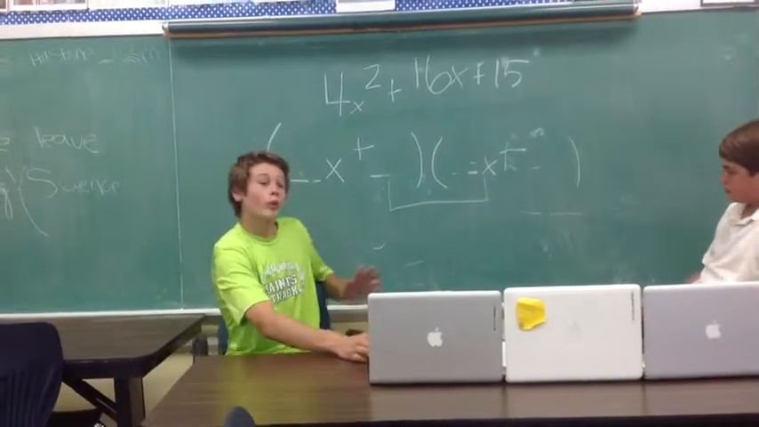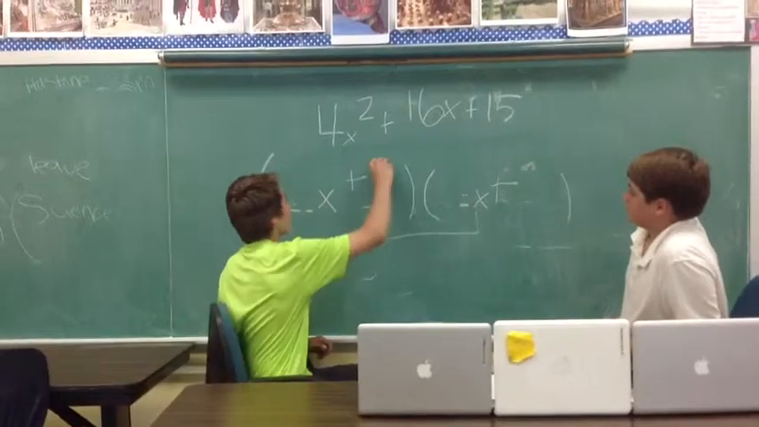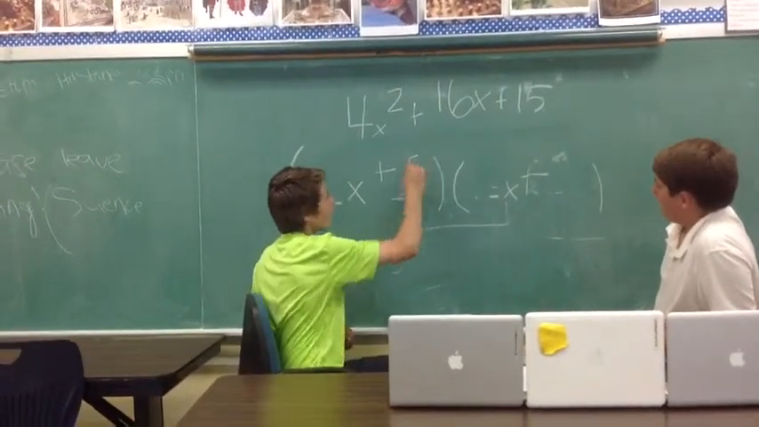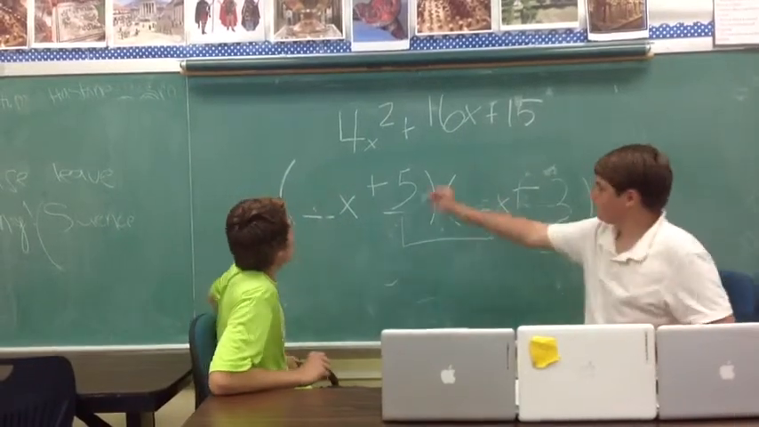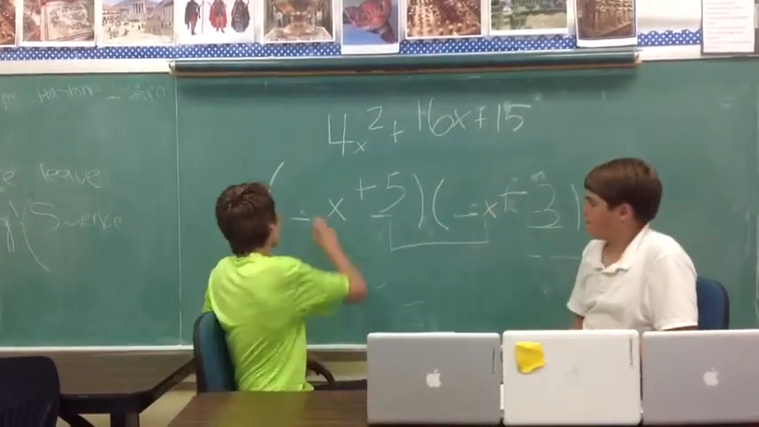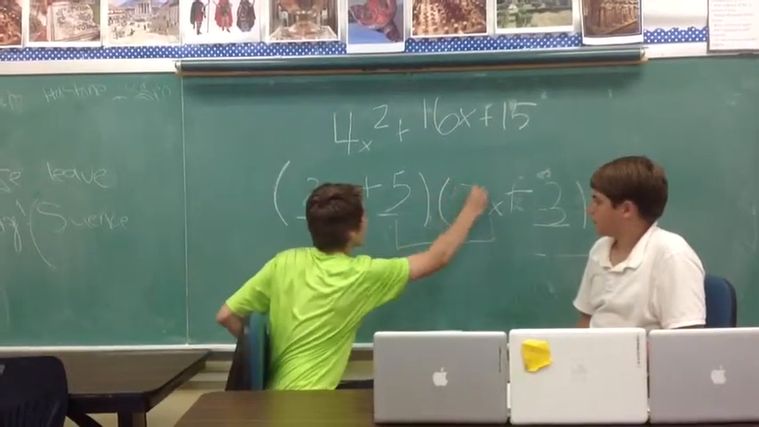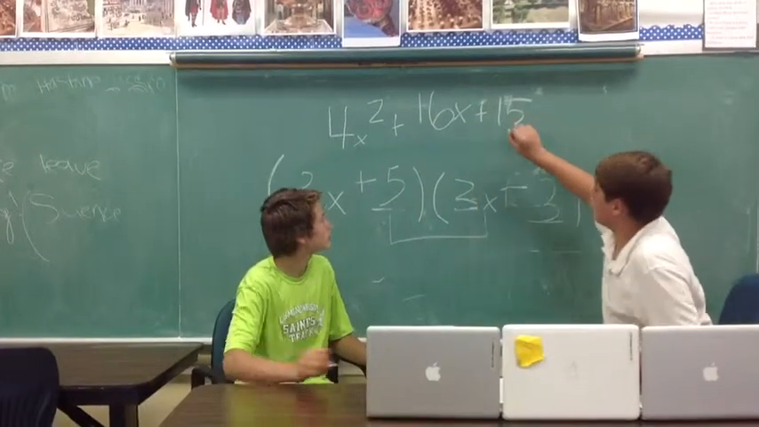Alright, so we will do the same thing as before. We'll break up 15 into 5 and 3. But now we have to deal with the coefficient, so that goes in the x spot. We have to break that up too, so we're going to go 2 and 2, because 2 times 2 equals 4, and 5 times 3 equals 15.